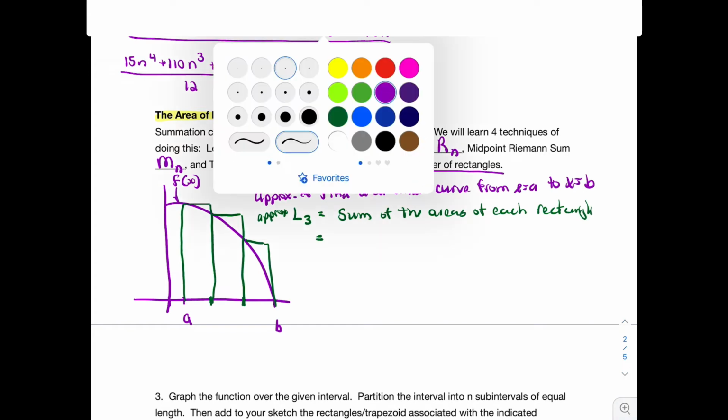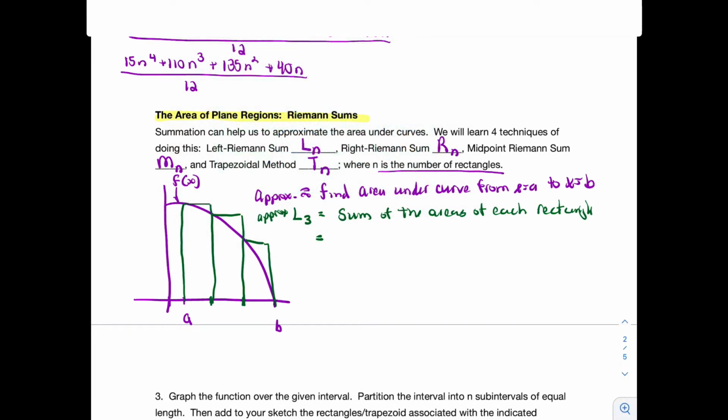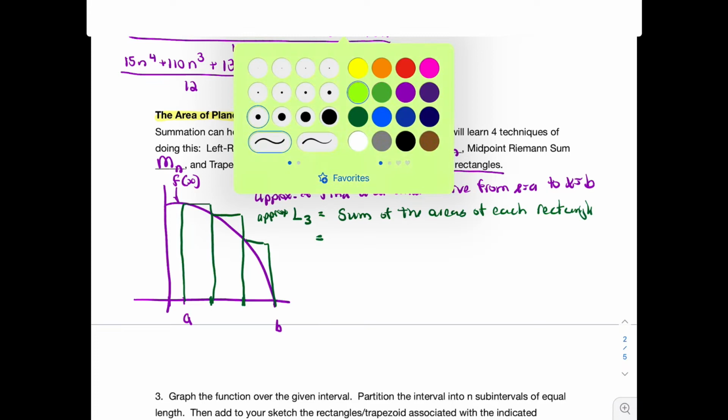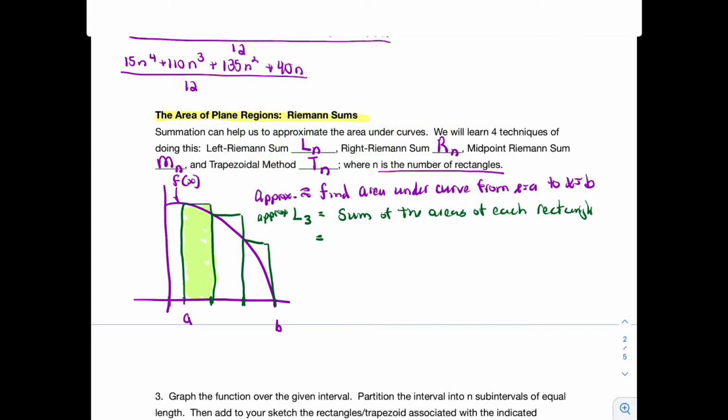And so if our purple graph is f of x, then the height of that first rectangle, this rectangle here, can be found by taking f evaluated at a times the width of the rectangle. And the width of the rectangle is our change in our x value. So we're going to call that delta x. And that gives us the area of this.